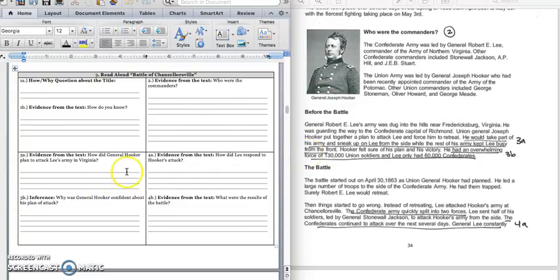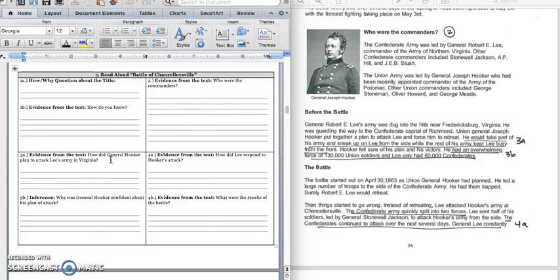So in box 3A, we would write, General Hooker divided up his army into 2 groups. One group would distract Lee's men and attack from the front. Another group would surprise attack Lee's men from the side. Press pause to write down your answer and play when you're ready for box 3B.